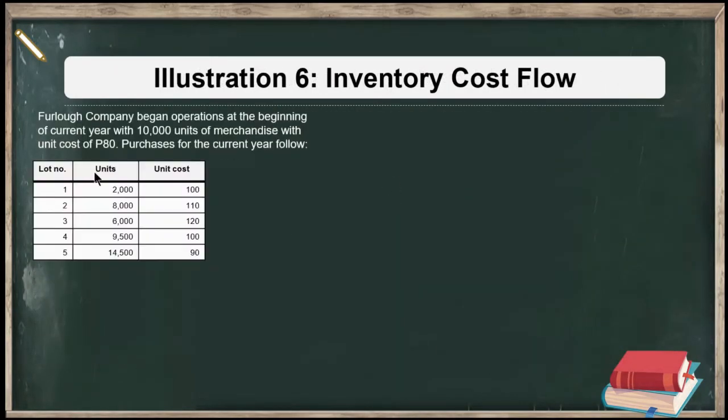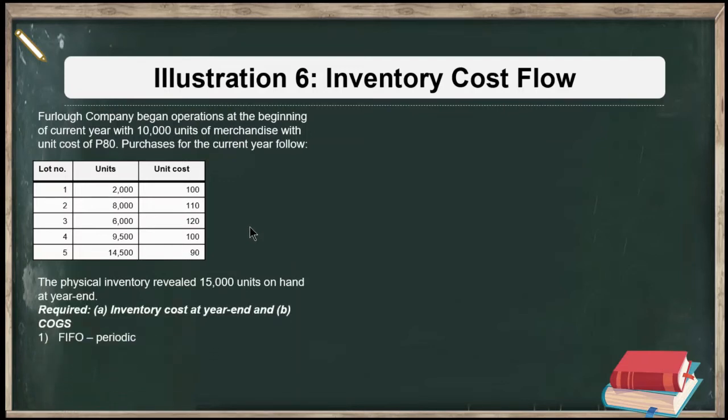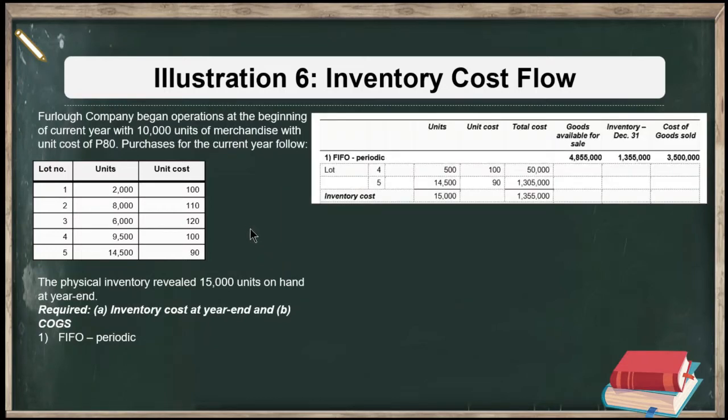Another example, we have Furlough Company began operations at the beginning of current year with 10,000 units of merchandise with unit cost of 80. Purchases for the current year are as follows. Physical inventory revealed that there are 15,000 units on hand. Compute the inventory cost at year end and the cost of goods sold using FIFO periodic.